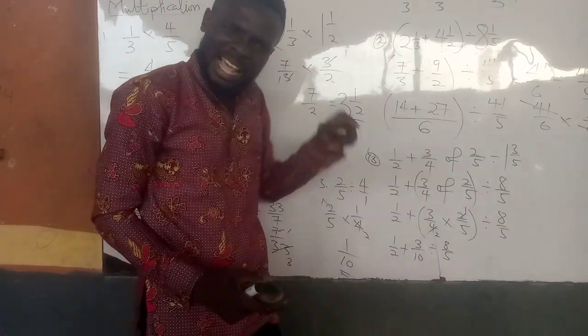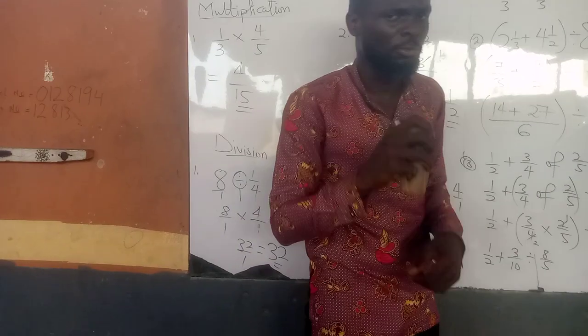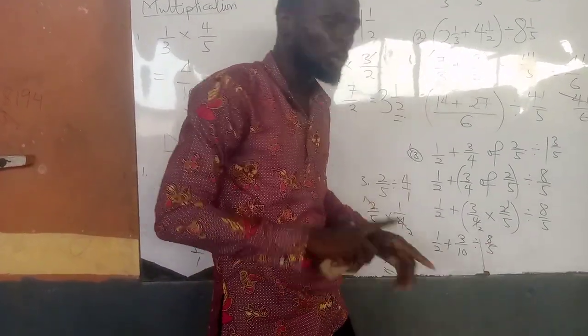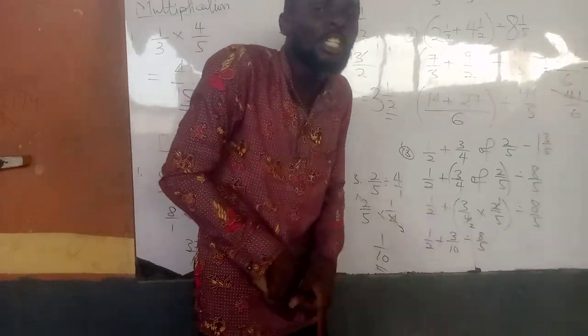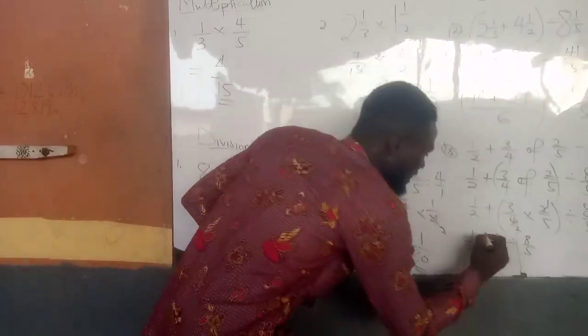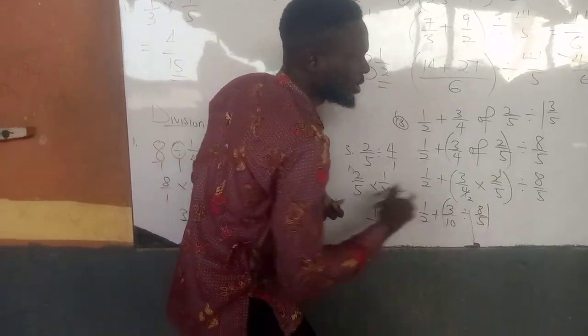So let's start again. Bracket, of, division, multiplication, addition, and subtraction. Is there a bracket? No. Is there "of"? No. Is there division? Yes. So since there is division, tackle the division next. So let's tackle the division.